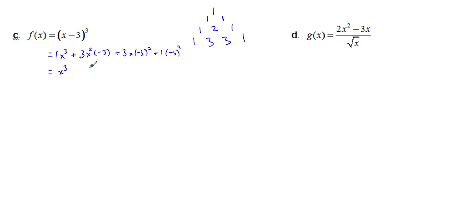That's x cubed. Would that be negative 9 x squared? Okay, negative 3 squared is positive 9 times 3 is 27. And then negative 3 cubed. 3 times 3 is 9 times 3 is 27, but it's negative. Okay, again, expand and then take the derivative.